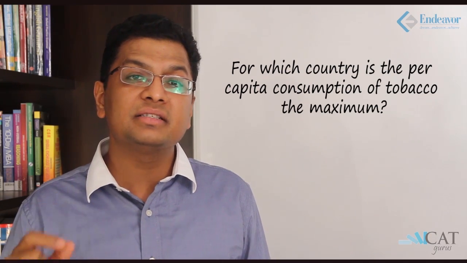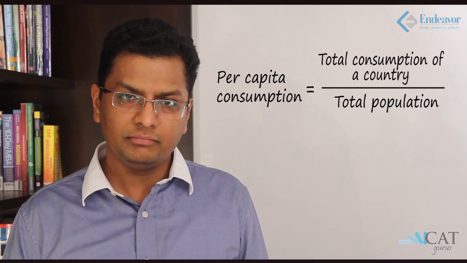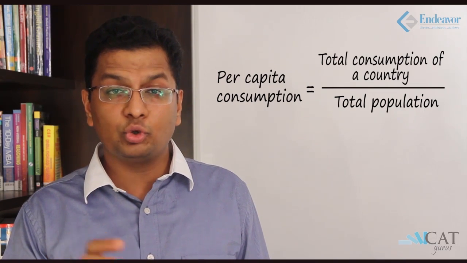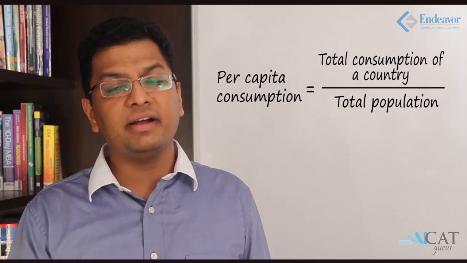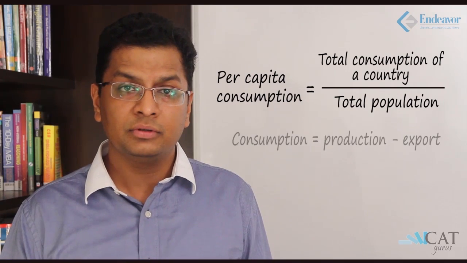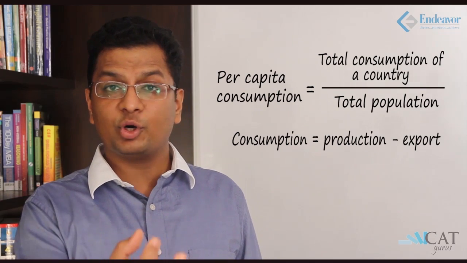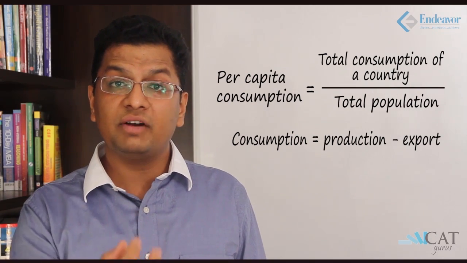Per capita consumption of tobacco the maximum. What is per capita consumption? Say total consumption of a country divided by the total population is called the per capita consumption. So first of all, we'll have to see what is the consumption. Here we have production and we have exports. So we'll have to find out first of all consumption.